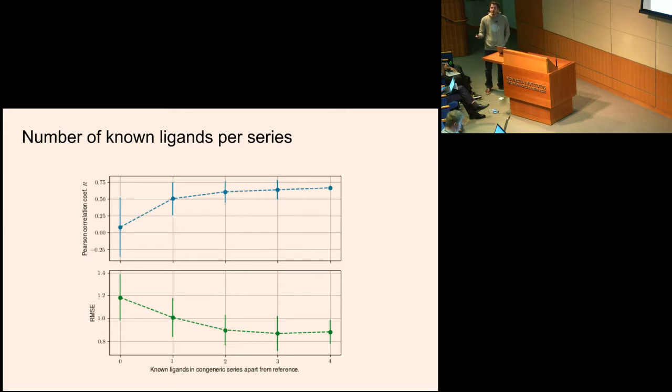That's pretty common. Especially if you try to do FEP, you usually have a crystal structure and at least 1 ligand. And you immediately go to 0.5 in Pearson correlation and 1 in RMSE. And what happens if you have 2 ligands? What happens if you have 3 ligands or 4 ligands?